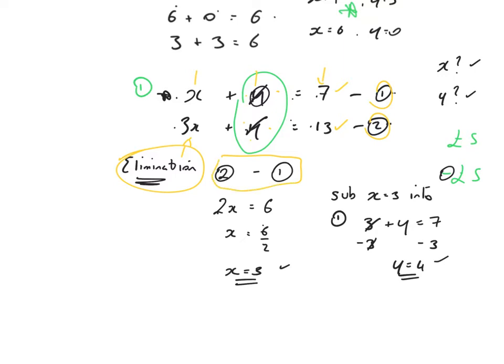So everything in equation 1 is subtracted from equation 2, so 3x take away x would give me 2x. y take away y cancelled out, and then 13 take away 7 gave me 6. Bring the 2 down, divide, x equals 6 divided by 2, and that's 3. I then need to find out what y is. So what I do is I take that x equals 3 and I sub it back into one of the equations, and I subbed it into equation 1. x plus y is equal to 7. So x equals 3, 3 plus y is equal to 7. 3 from both sides, and y is equal to 4.